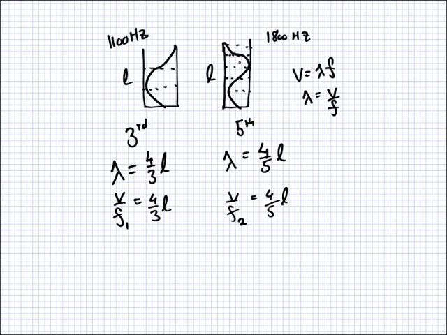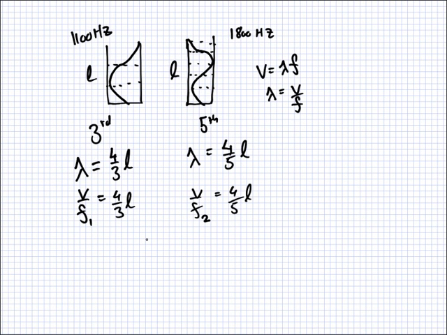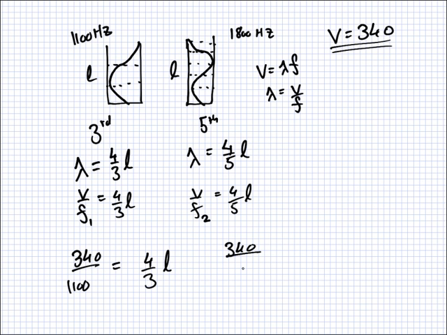Okay? Is that okay? Now, I do need to tell you, I haven't given you enough information. So I guess I'll tell you the v. I'll also tell you that the v is 340. You know this, it's given. It's constant, for this question. So here we have 340 over 1100 equals 4 over 3L. And here, what do we have? 340 over 1800 equals 4 over 5L.